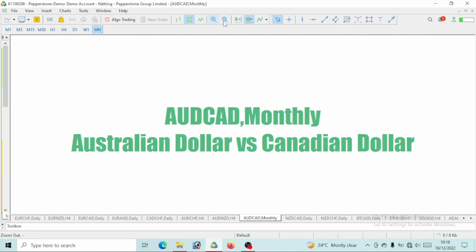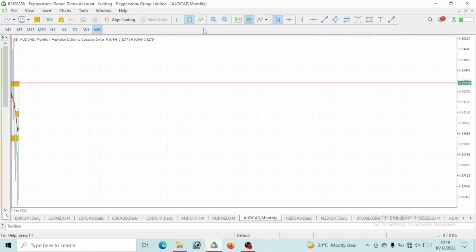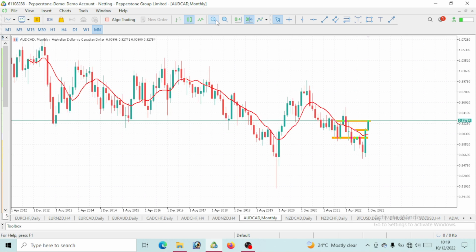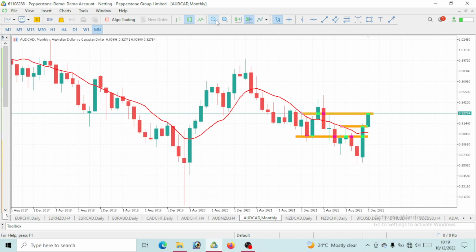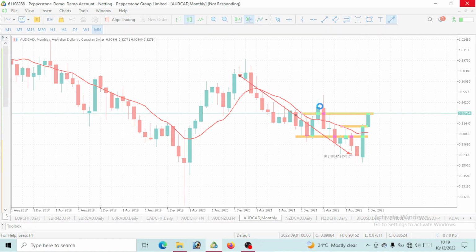Now let's see what this monthly time frame says. So we want to highlight this AUD CAD, Australian dollar versus Canadian dollar, on the monthly time frame. So clearly you can see that on the monthly time frame, the trend is bearish, right? You can also see that this price was trading below our 10-period moving average, right?